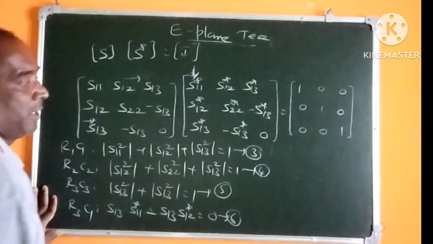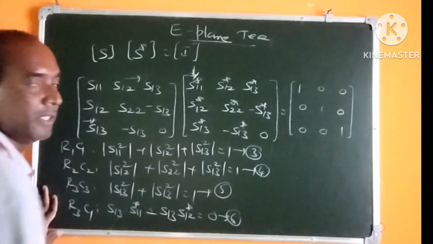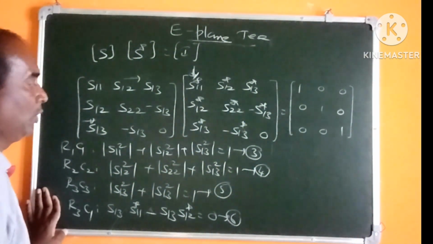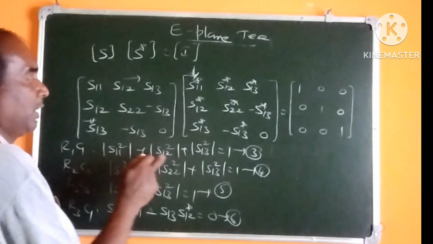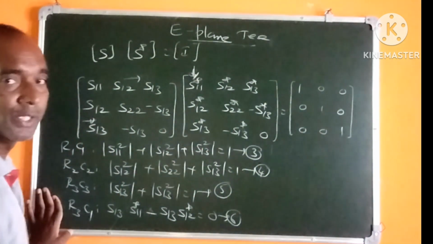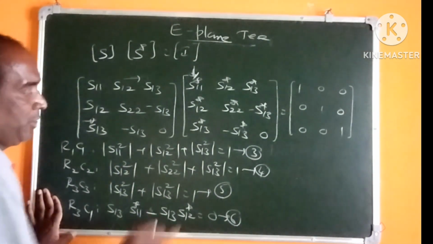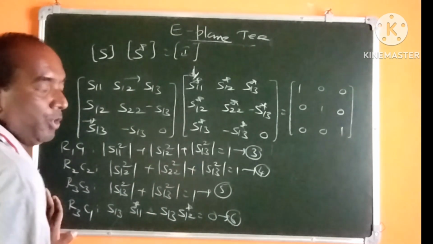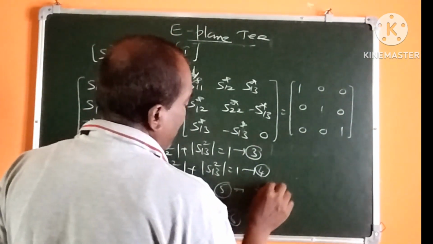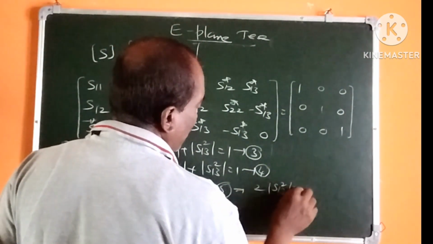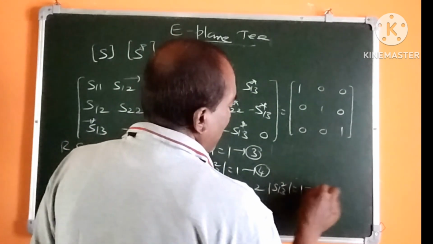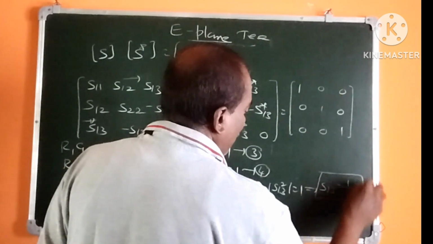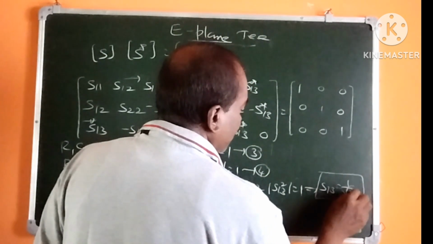Now by solving equations 3, 4, 5 and 6, we can determine the unknown parameters S11, S12, S13 and S22. Now if you observe equation 5, it is S13 square plus S13 square equal to 1, which implies 2 into S13 square equal to 1. Otherwise S13 equal to 1 by root 2.